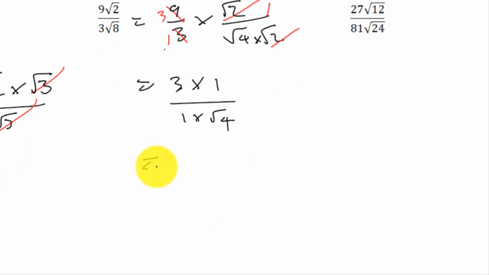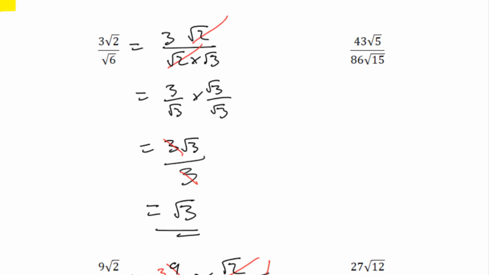And that's just 3 over 3 times 1 is 3. 1 times square root of 4. Square root of 4 is 2. So that's just 1 times 2. So we've got 3 over 2. And it's perfectly good enough to leave our answer like that. You could write it as 1.5. I prefer top heavy fractions.